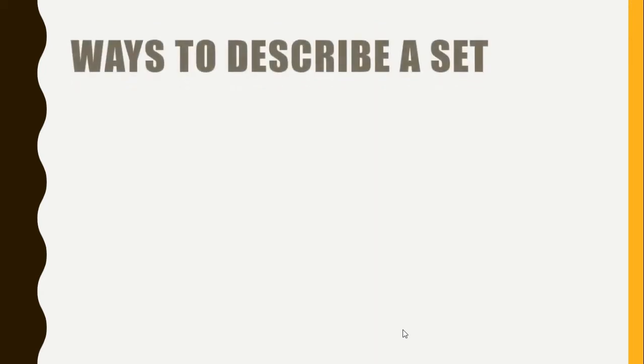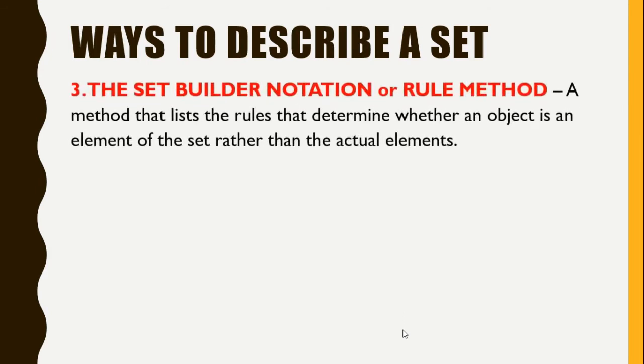The third way to describe a set is by using the set builder notation or the rule method. This is the method that lists the rules that determine whether an object is an element of the set rather than the actual elements. So we give rules here, not the elements, and we are not describing the elements, unlike in our first two methods.